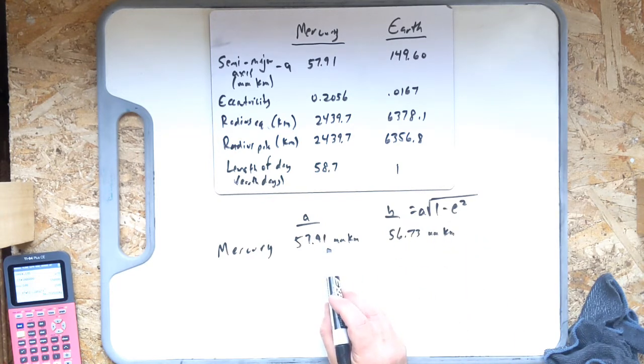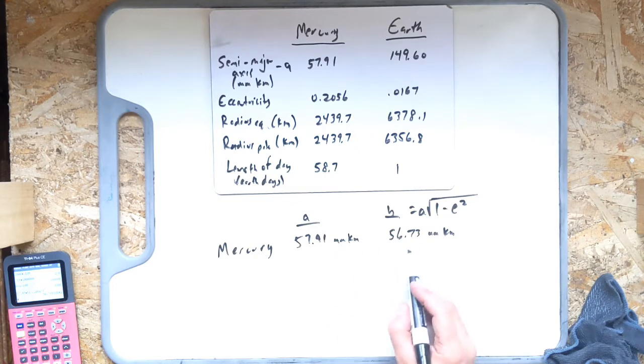Again, it didn't make a huge difference. It still looks like it's somewhat circular, and it is, but you'll see in a moment when we do where the actual sun is, that it's quite off-center from the sun. Okay, there's my two numbers.